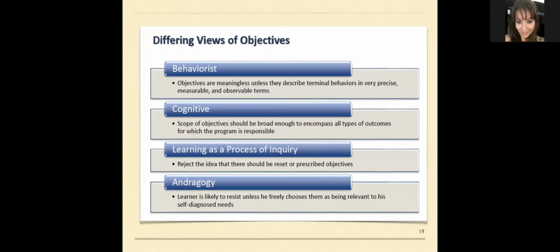So most folks kind of fall in the middle. There's a time and a place for a learning objective, and then there's a time and a place where you need to modify one. So I think that's pretty common.